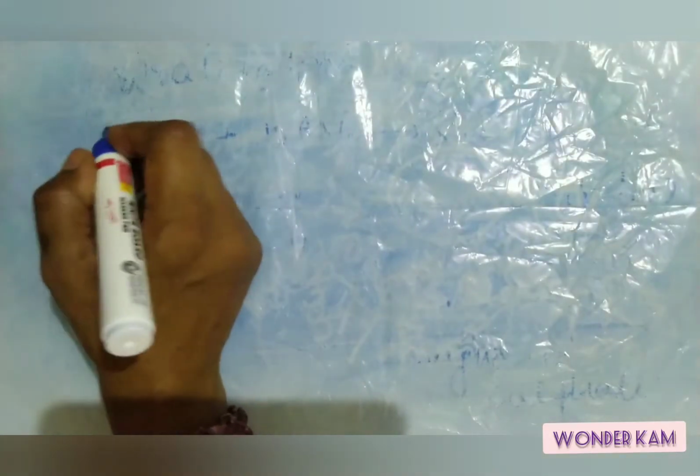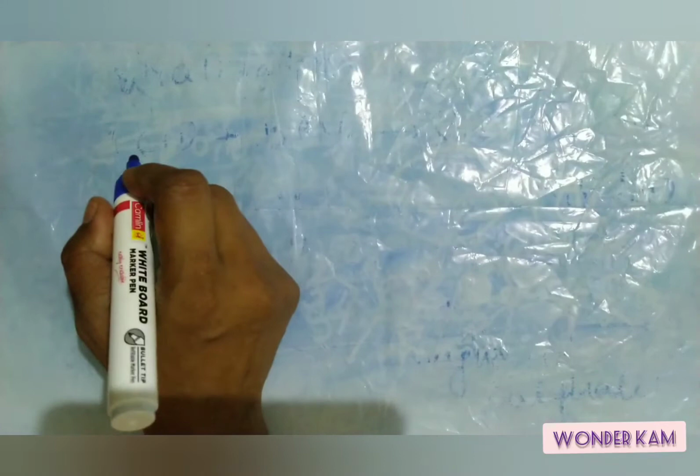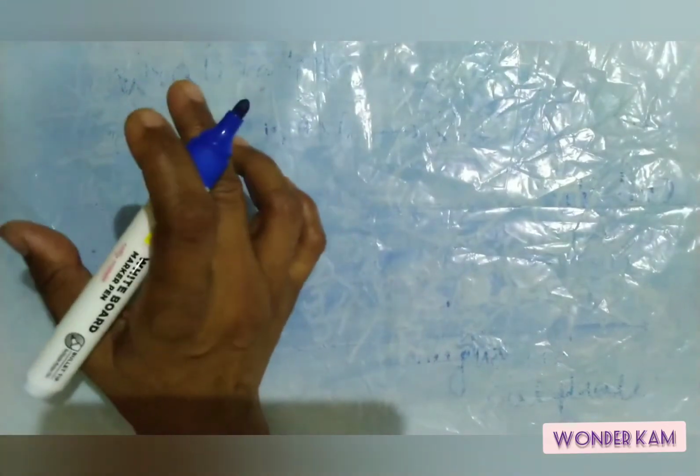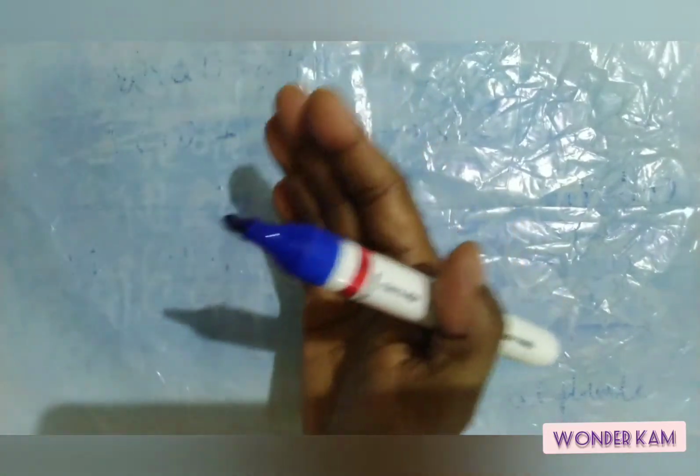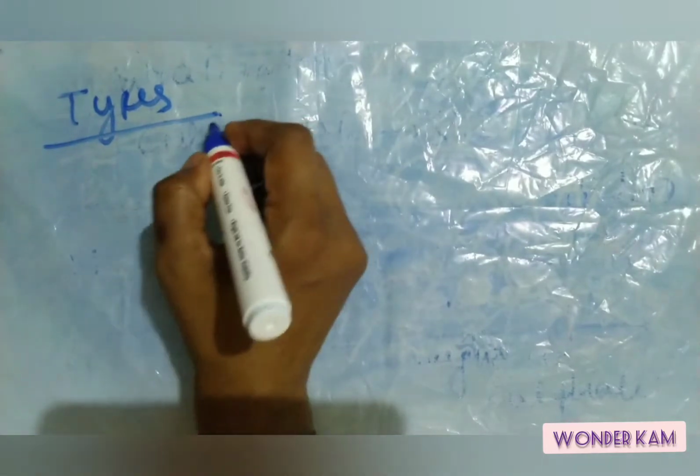Then we'll go for the properties. Salts are soluble in water. They do not conduct electricity in the solid state, but in solution or in the molten state, salts can conduct electricity.